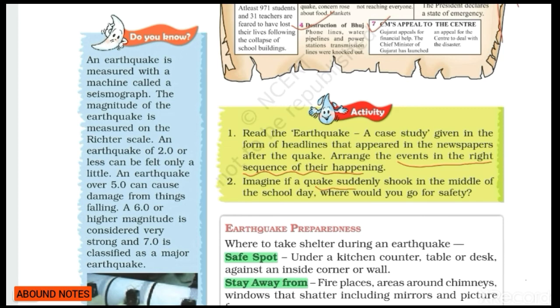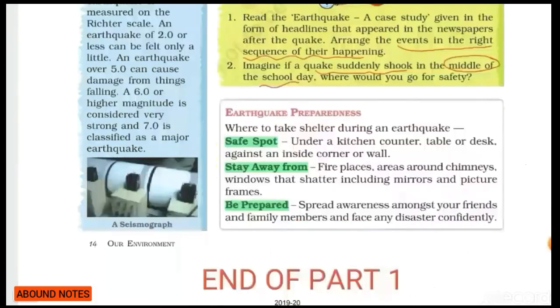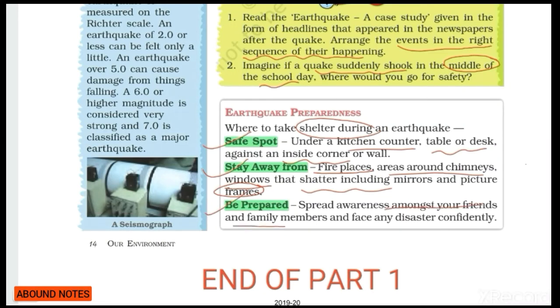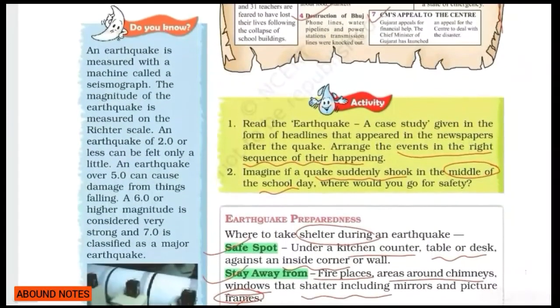And imagine if an earthquake suddenly shook in the middle of the school day. Where would you go for safety? Let's study where to take shelter during an earthquake. A safe spot is under the kitchen counter, table or desk, against an inside corner or wall. Stay away from fireplaces, the area around chimneys, windows and shutters, including mirrors and picture frames. That is, stay away from glass. Be prepared. Spread awareness amongst your friends and family members. Face any disaster with confidence. Now let's study the Do You Know box.